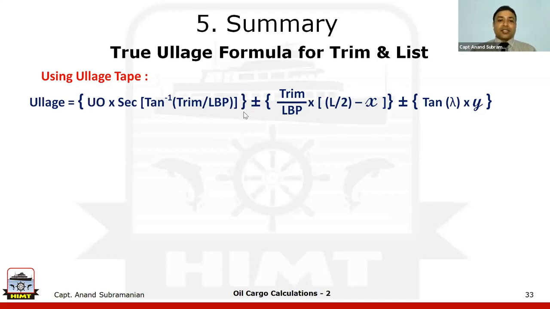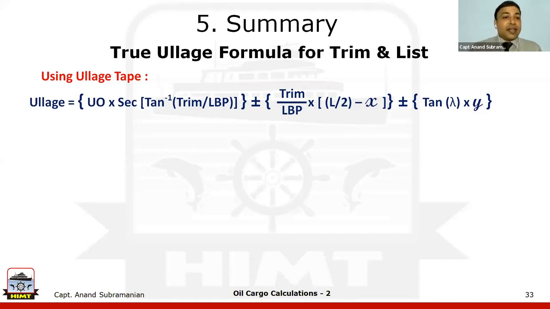The first particular section is the tape correction. It's a trim component of the tape correction. This is a trim correction, the second section of it, and the last section is the list correction. And so the observed ullage, when we finally do the whole calculation, it looks like this.